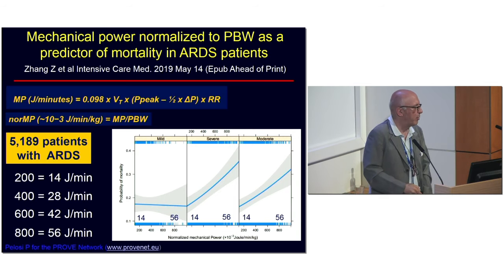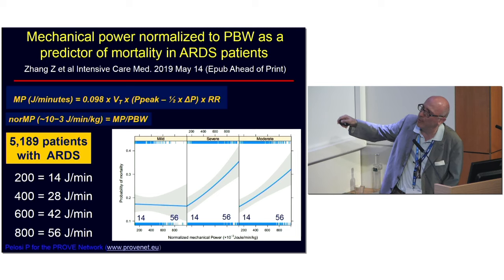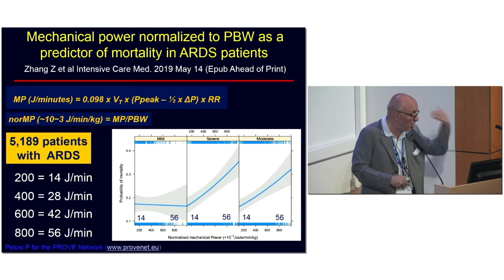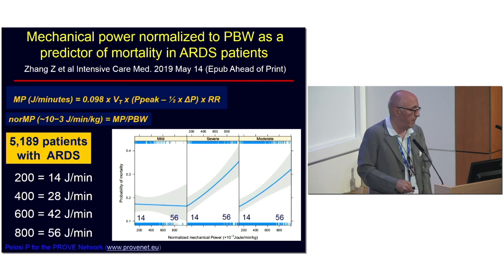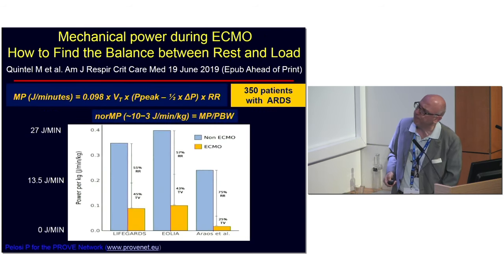So a little bit different compared to our study. Our study showed that even in mild or non-ARDS patients, we had an increase in mortality when the threshold was higher than 17. But in severe and moderate, the relation between mechanical power and mortality seems to be even stronger.